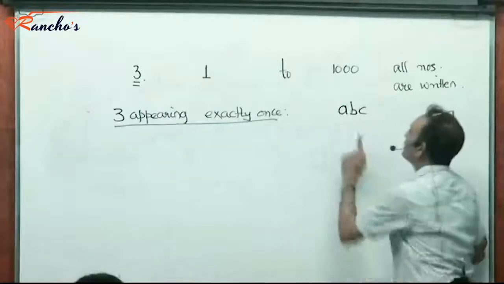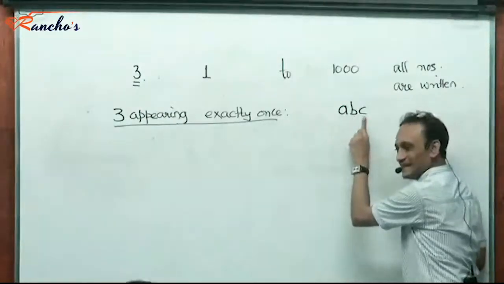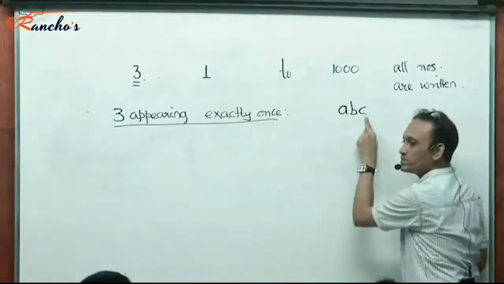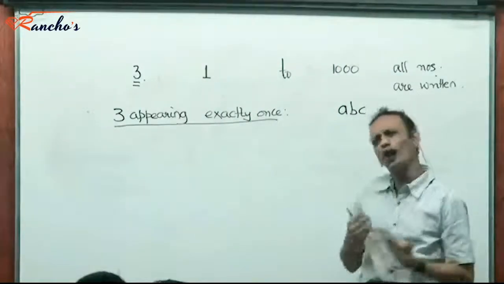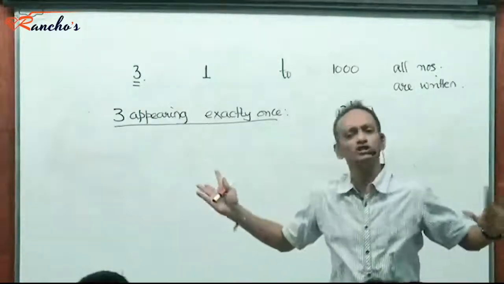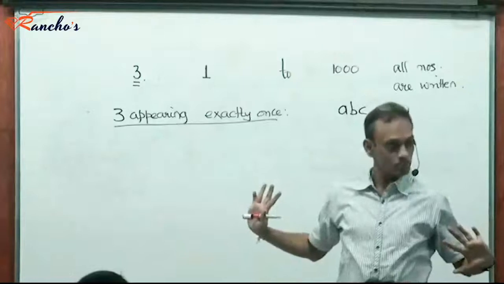Where, if A and B are both 0, it will give me a single digit number. Right? If A is 0, it will give me 2-digit numbers. And so on and so forth. Right? So all numbers from 1 to 999 have a generic representation ABC. Right?